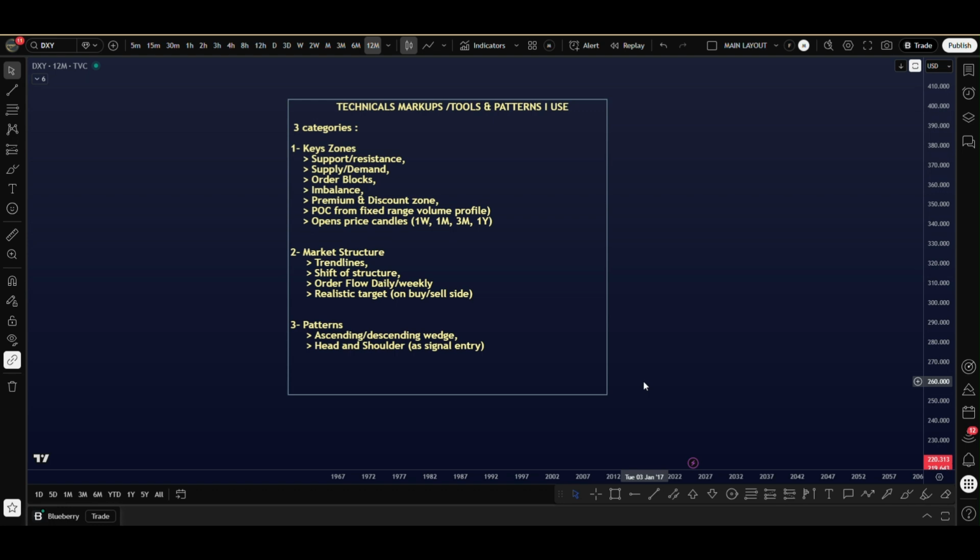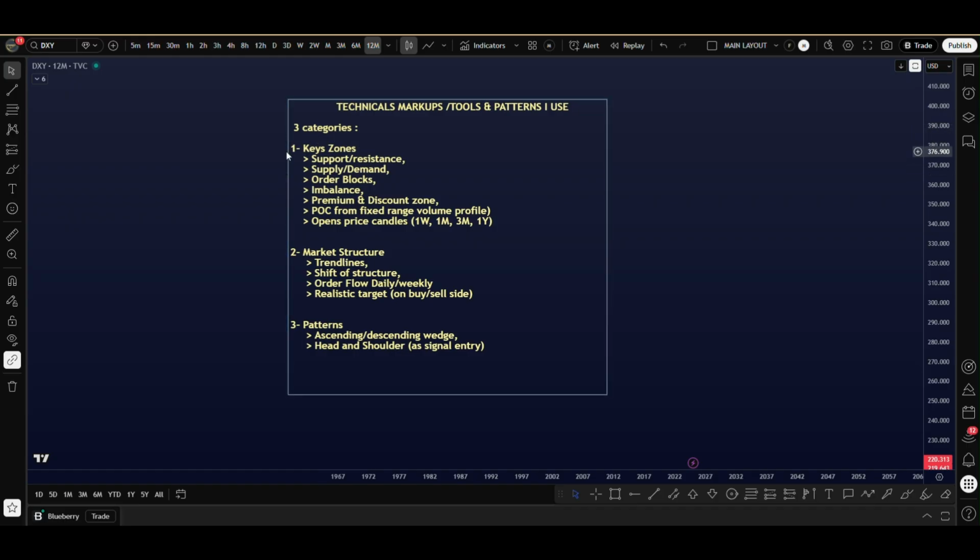Today's video I'm going to talk about the tools and patterns I use in order to mark up my charts every week or every day on a daily basis. So as you can see on the screen, I have grouped them in three categories.